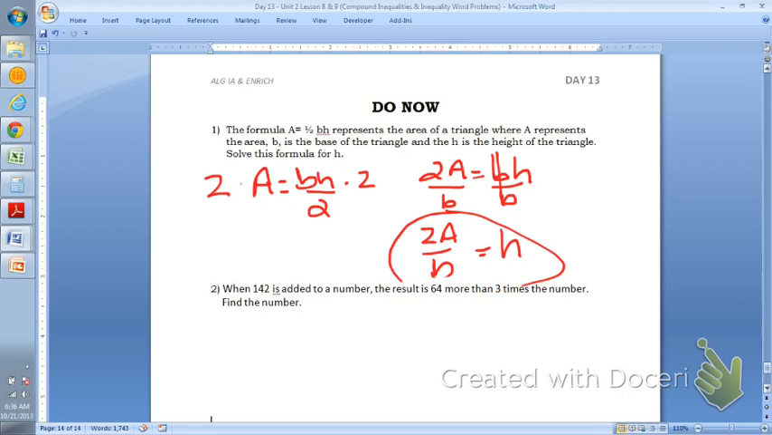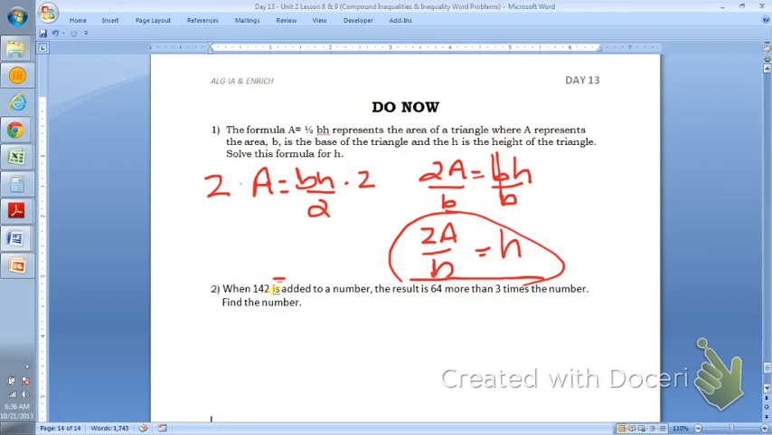In the second question, you have a word problem. This one is a little tricky. It says when 142 is added to a number, the result is 64 more than 3 times the number. Alright, let's see if we can identify any key words. I see the word is. Remember the is means equals. Go ahead and write that in above it. Equals.